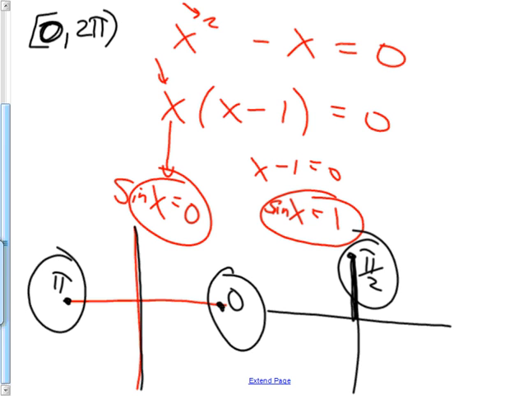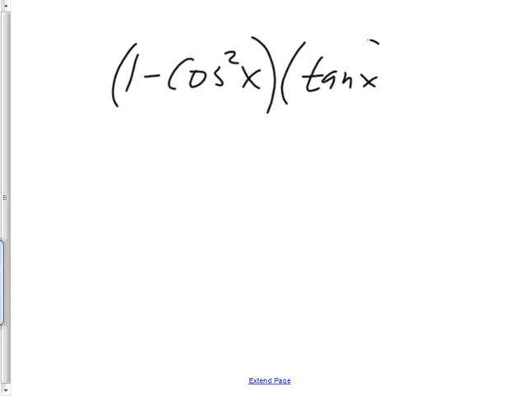Okay. So now, what else could we do? Well, you remember how we substituted in some things like sine squared is the same as 1 minus cosine squared? You can still do that on this kind of problem. So let's say for a minute that we had 1 minus cosine squared x times tangent of x is equal to 0.